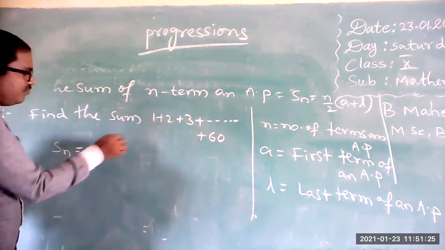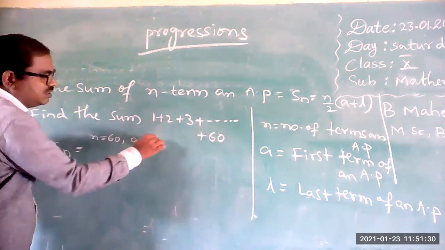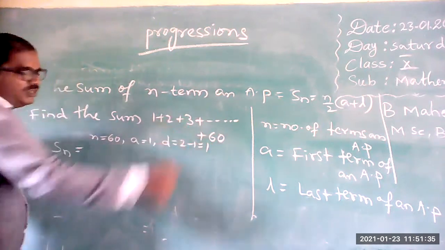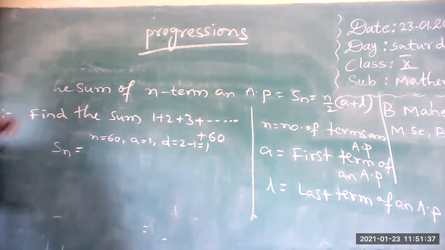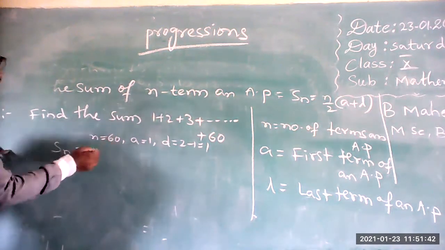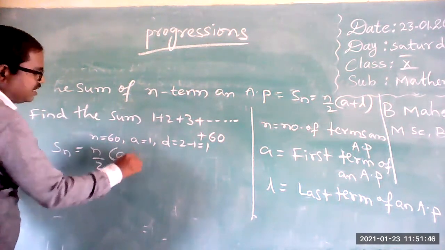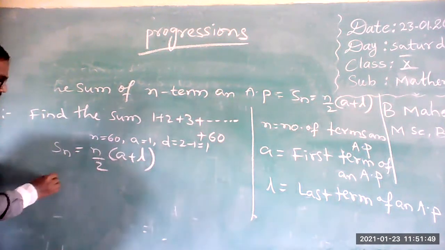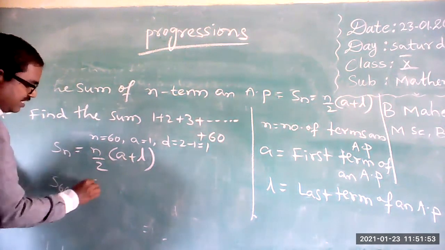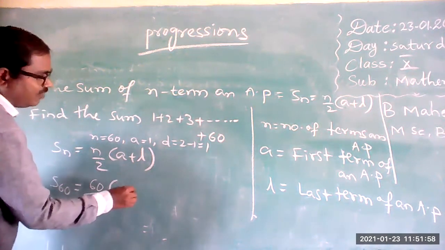So the number of terms n is equal to 60. The first term is 1. The common difference is 2 minus 1 is equal to 1, so the difference between successive terms is the same in the given series. Substituting these values in the formula, n by 2 (a plus l): Sn, the sum of 60 terms, is equal to 60 by 2, a is 1, l value is 60.